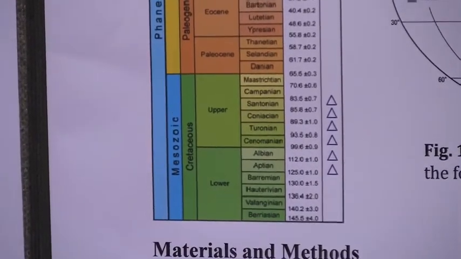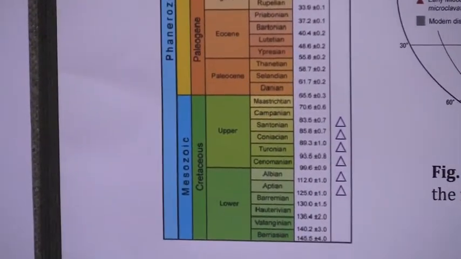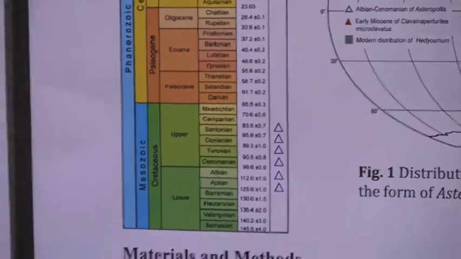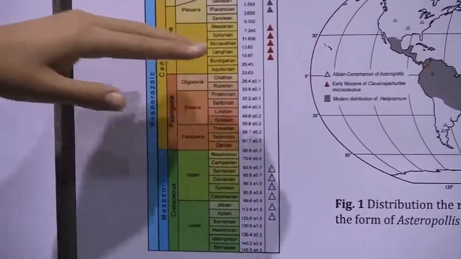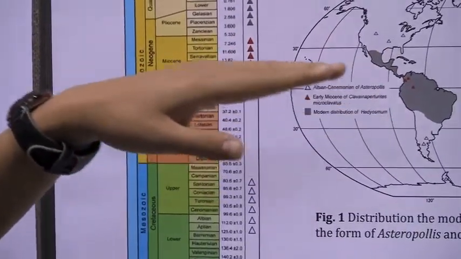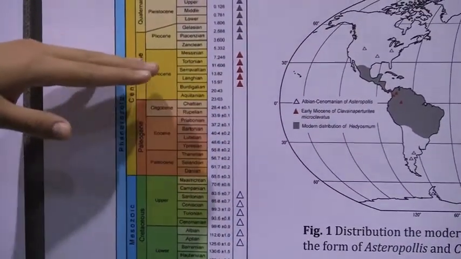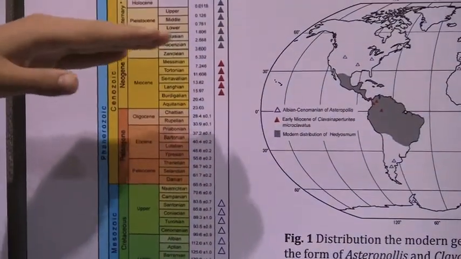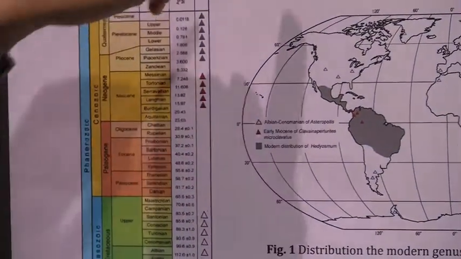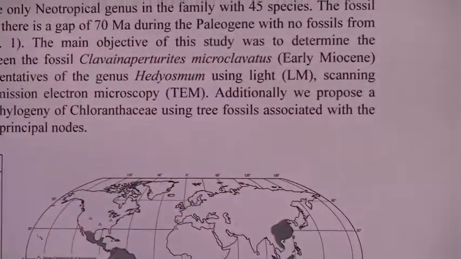And then what I was trying to do in my work was compare a new fossil record from the Miocene that was found in Panama, Brazil, and Colombia, and see if it is actually related to the actual genus Hedyosmum. So the name of this record is Clavainaperturites microclavatus.